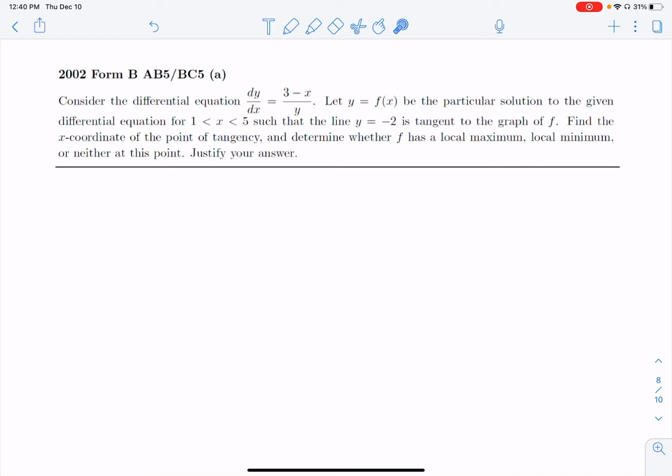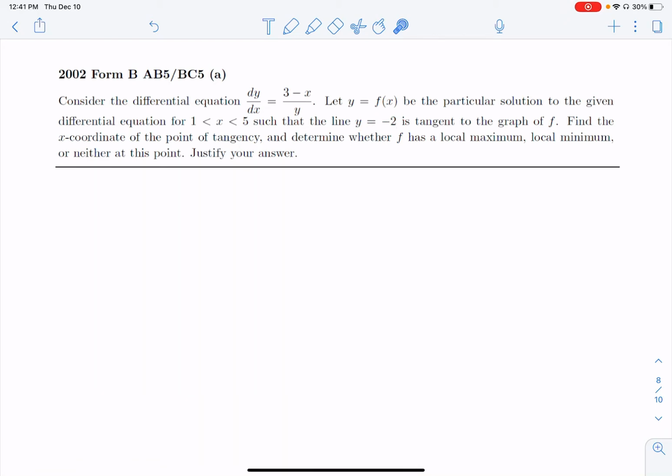So basically, I've got f of x, some sort of function. I've taken its derivative and it's given to me right here over this particular interval. And y equals negative 2 is tangent to the graph someplace on that graph. You can see that it's asking us, first of all, to find the x-coordinate of the point of tangency. So first of all, I've got some sort of weird graph. I have no idea what it looks like, but I know y equals negative 2 is tangent to it. That's a horizontal line, right?